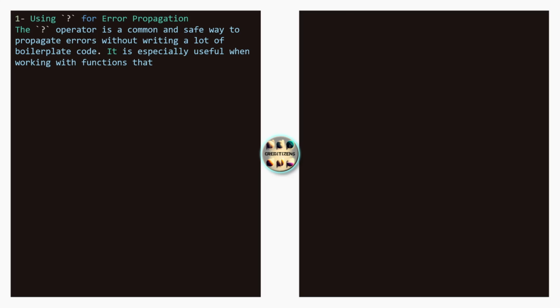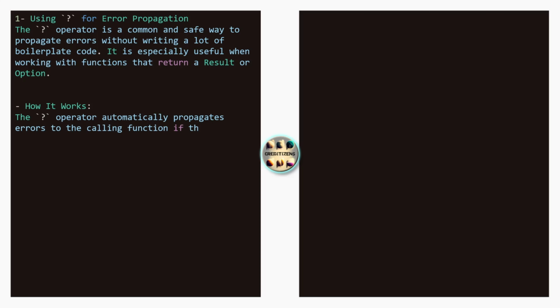Error management. So we're going to see different ways of handling the errors. Here we're going to be talking about the question mark. So using question mark for error propagation, the question mark operator is a common and safe way to propagate errors without writing a lot of boilerplate code. It is especially useful when working with functions that return a result or an option. So result or option, you can use the question mark.